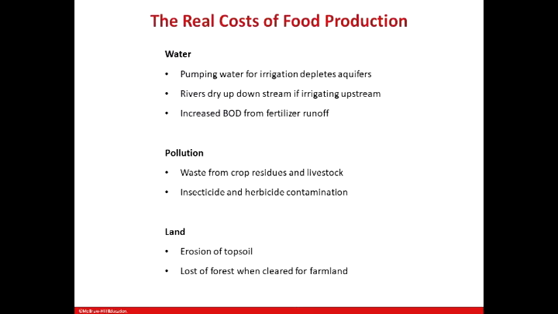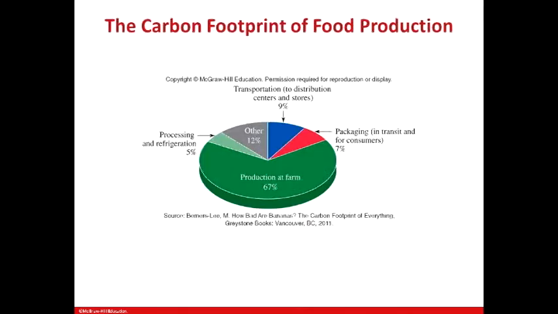Pollution: waste from crops, livestock, insecticides, herbicides. This is what happens when we produce food. Land: erosion of topsoil, loss of forest cleared. So there is an impact of us getting our vegetables, our fruits, our nuts and berries. It's never completely free when it comes to Mother Earth or the environment. There is a cost. So we're concerned about that. We do our best to balance it. Be aware of this cost.